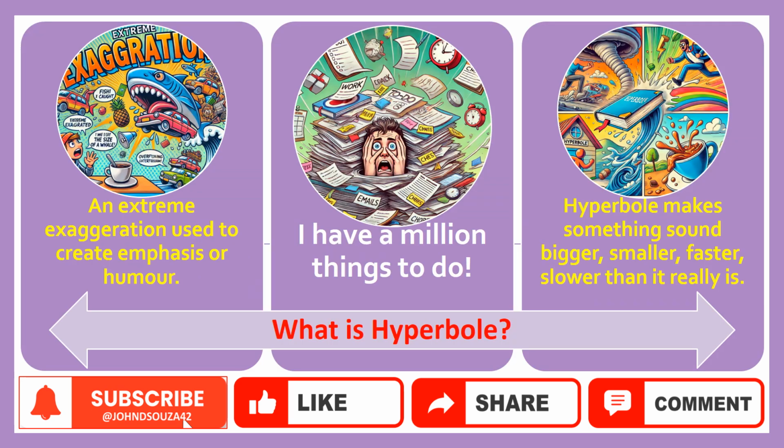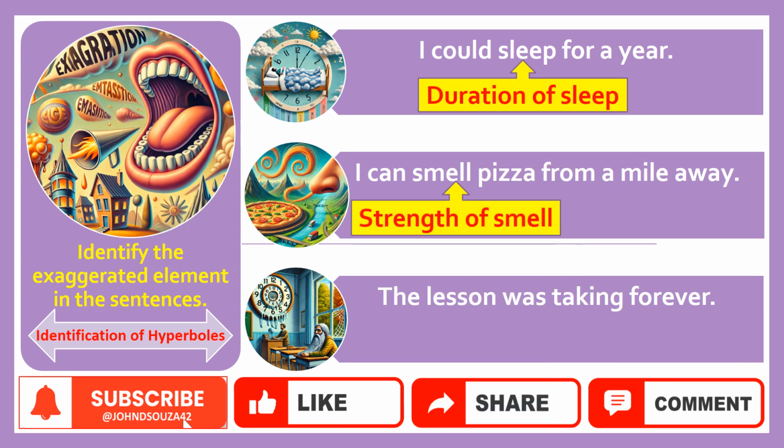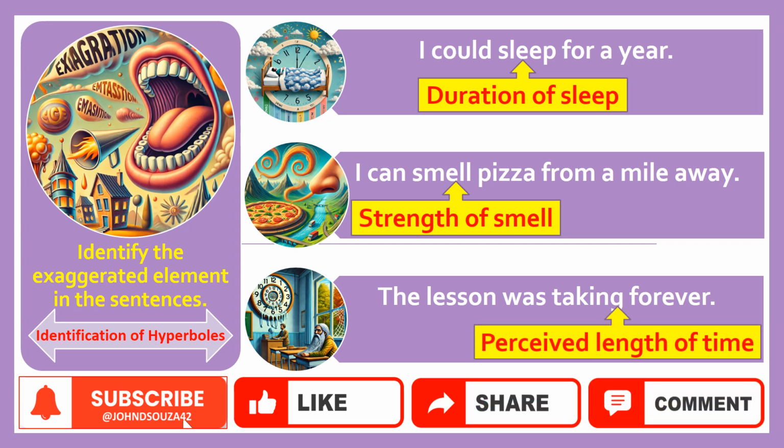Hyperbole makes something sound bigger, smaller, faster, or slower than it really is to add emphasis or humor. It is not meant to be taken literally. Identify the exaggerated element in the sentences. First one, duration of sleep. Second, strength of smell. Third, perceived length of time.